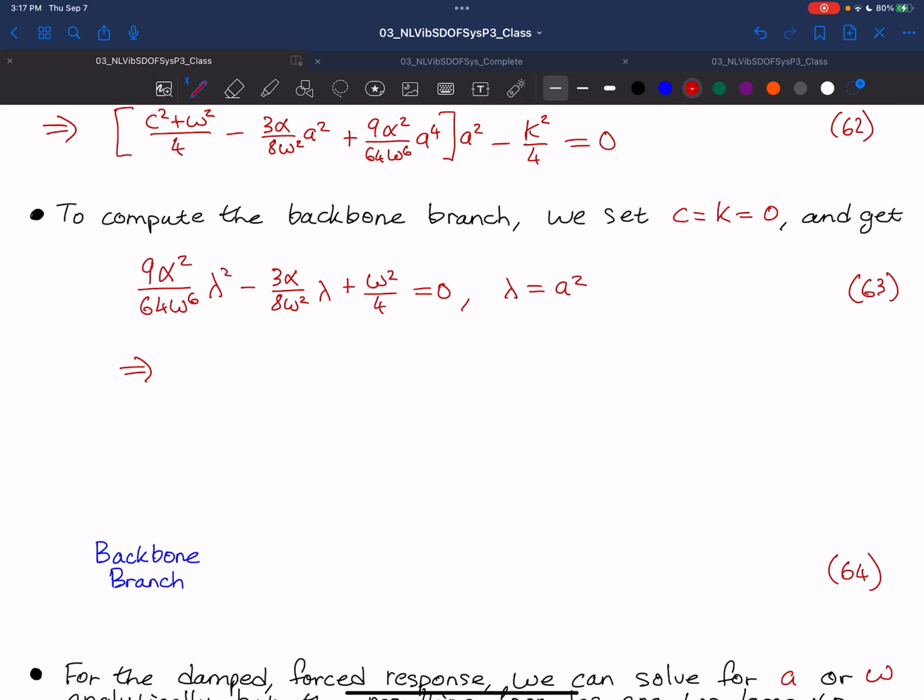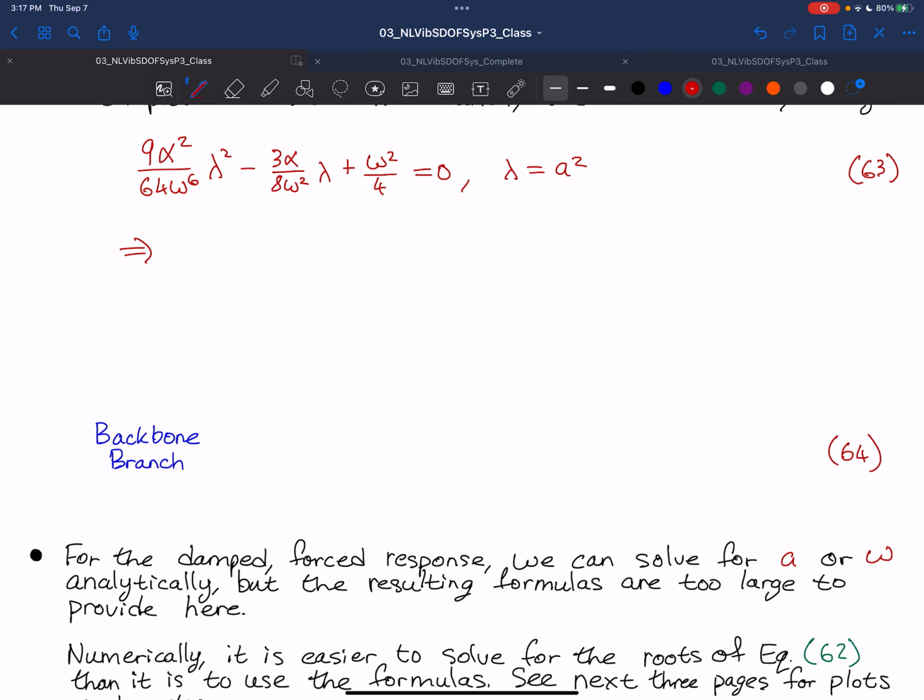So from there we can solve for lambda. Actually what we're going to do is divide by the leading term here, multiply by lambda squared, and by doing that we'll end up with lambda squared minus 8 omega to the 4th divided by 3 alpha times lambda plus 16 omega raised to the 8th power divided by 9 alpha squared, and that is equal to 0. From here, we can solve for lambda. We get that lambda is equal to 1/2 times 8 omega to the 4th divided by 3 alpha plus or minus the quantity.